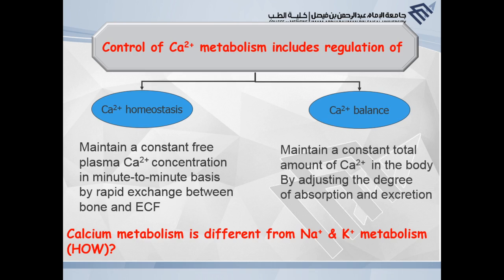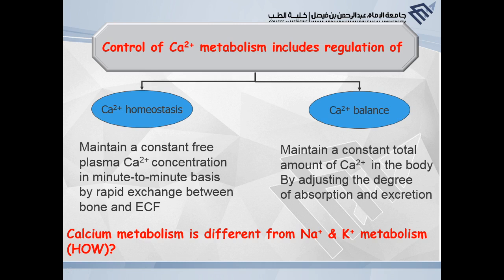And when we talk about calcium balance, that means keeping the total amount of calcium in the body normal. By total amount, we mean the calcium present in the bone as well as in the other soft tissues. So the total amount of calcium regulation is known as calcium balance, and just the free form of calcium regulation is known as calcium homeostasis. And calcium balance is maintained by controlling the degree of absorption and the degree of excretion of calcium.